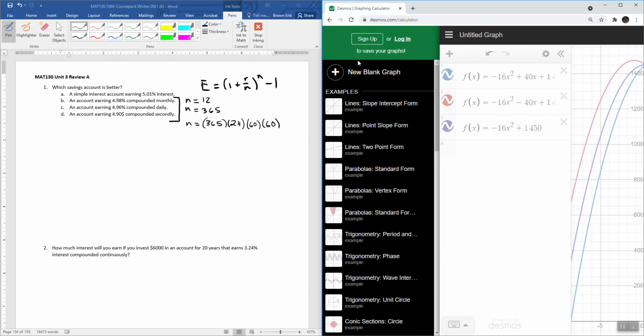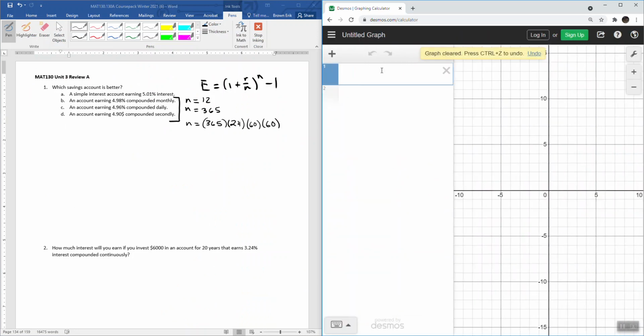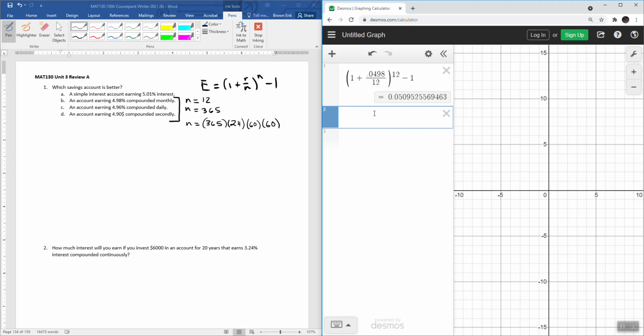Well, this is an old one from before. Here we go. So I will type in my little formula. Let's see, in parentheses 1 plus my R. So the first one will be 0.0498 divided by 12, and then that thing raised to the 12th power, minus 1. That is the effective interest rate. So the compounded annually interest rate that would get us the same amount of money if it was compounded monthly.